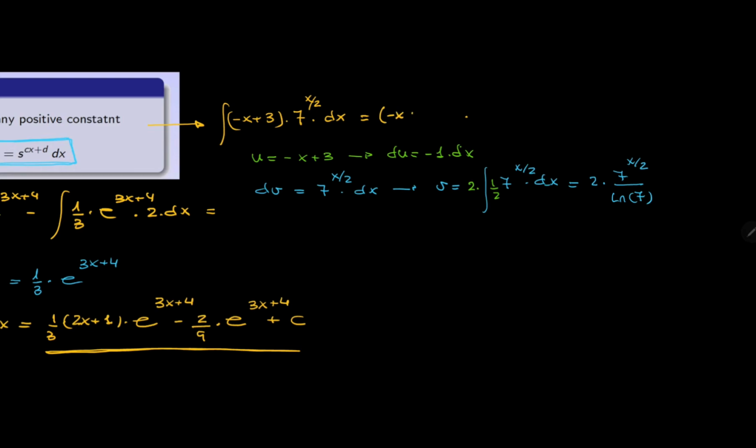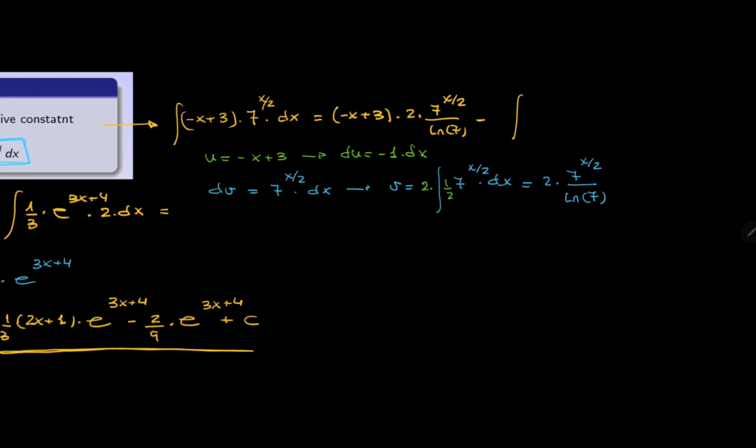It is u, minus x plus 3, times v, 2 times 7 raised to the power of x halves divided by the Neperian logarithm of 7, and then minus the integral of v, 2 times 7 raised to the power of x halves divided by the Neperian logarithm of 7, times du, minus 1 times dx.